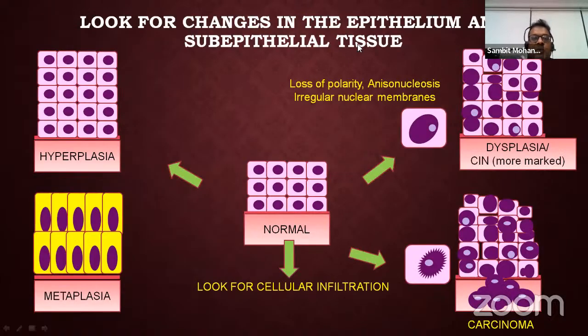Then, what all changes should you look for in the epithelium and the subepithelial tissue when we think about hyperplasia, metaplasia, dysplasia, and cancer? I already discussed it. Loss of polarity, anisonucleosis, irregular nuclear envelope. These are the keys to call something an in situ cancer or a dysplasia. And when they invade, it is carcinoma, which is not entirely true for bladder, because even if it is not invasive, it still can be a cancer.